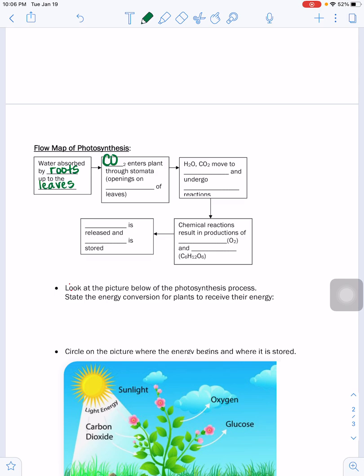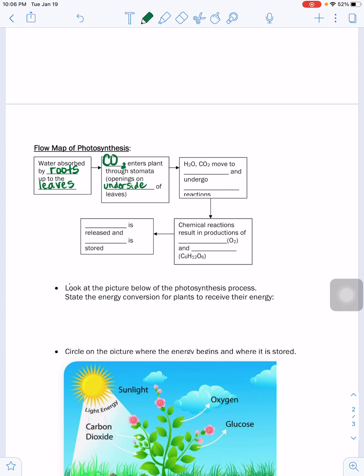And there's the little 2 down there. Carbon dioxide. So we just did the little formula for it, CO2. That's a big C and a big O and a little 2. It enters the plant through stomata, which are the openings on the underside, the bottom of leaves. With a microscope, you would be able to see all the little tiny openings on the bottoms of leaves. They're called stomata.